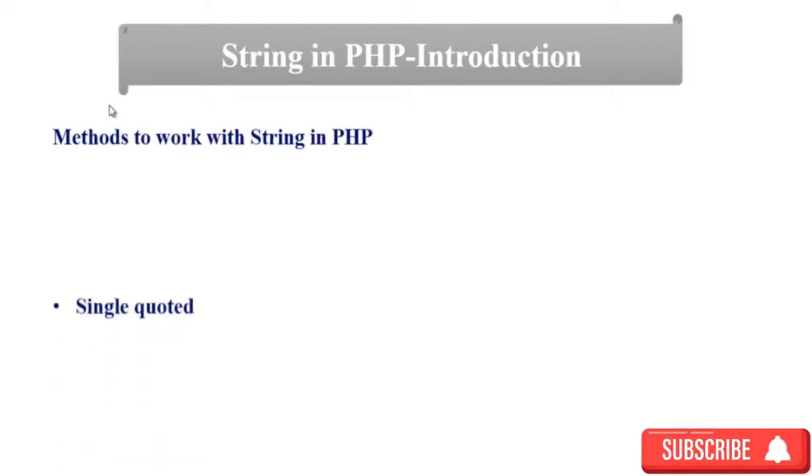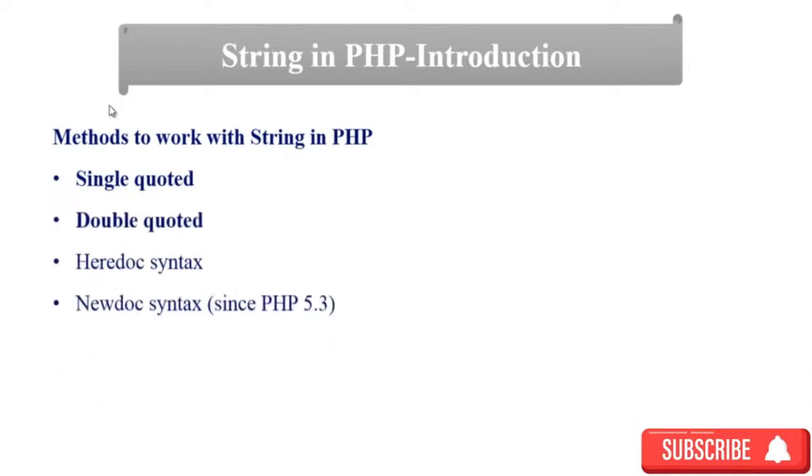Hi guys, in this class we will discuss strings in PHP. That is an introduction. I will share different methods to work with strings in PHP: single quoted string, double quoted string, heredoc syntax, and nowdoc syntax, which is since PHP 5.3. These methods will be discussed in this chapter, but in later classes, when we update this course, we will add these types of string methods. For now we will work on these two methods, single quoted string and double quoted string in PHP.